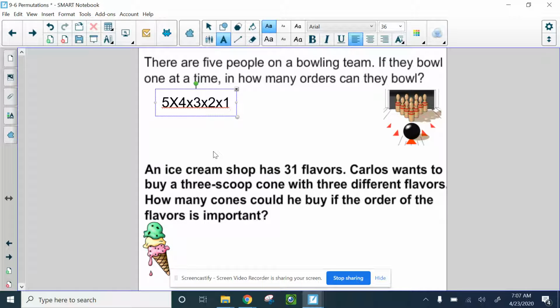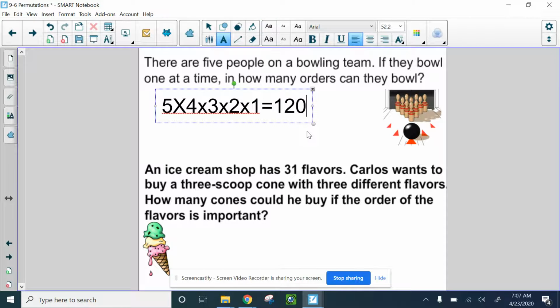This time I'm going to go all the way down to the 1 because I need to put all of them in order. So if I multiply 5 times 4 times 3 times 2 times 1, 5 times 4 is 20, 3 times 2 is 6, 20 times 6 is 120. And I could get out a calculator to use that if I wanted to, but right here it doesn't really seem like it's completely necessary.